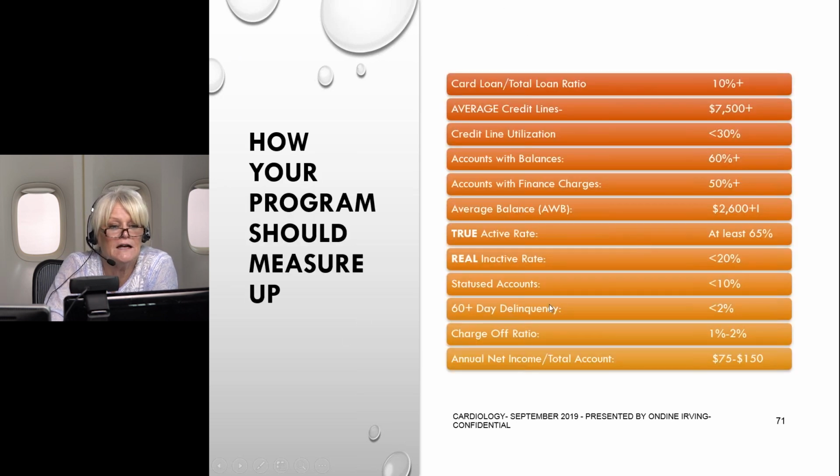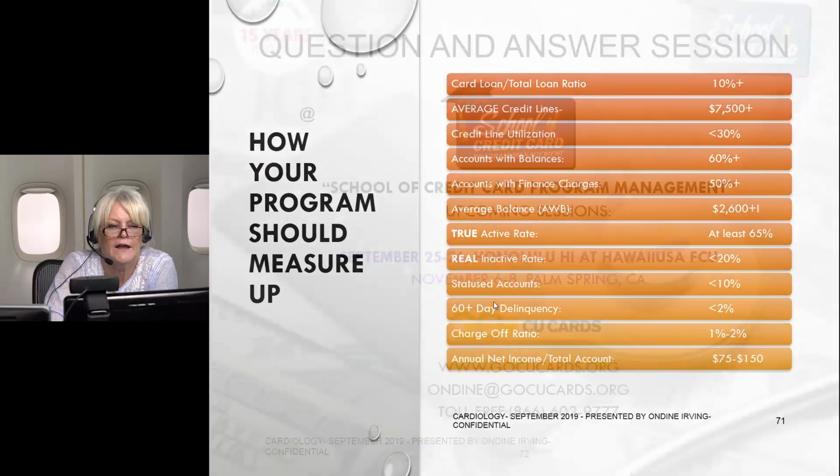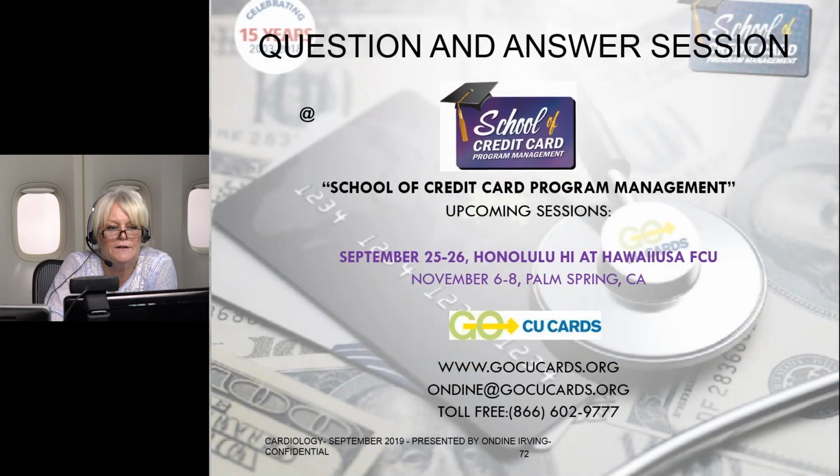This is very close to the last slide. If you've got your iPhone, you should take a picture of this. It might be easier. But these are all the key ratios where your numbers should be. This is what should be measured every month. And I do believe that's it.